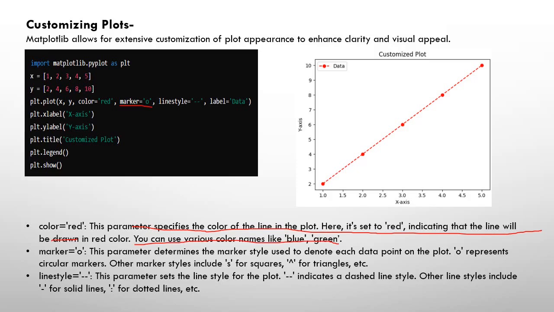Marker 'o'. This parameter determines the marker style used to denote each data point on the plot. 'o' represents a circular marker. Other marker styles include 's' for squares and '^' for triangles, etc. Line style. This parameter sets the line style for the plot. Double hash indicates a dashed line style. Other line styles include a single dash for solid lines and a colon for dotted lines, etc.